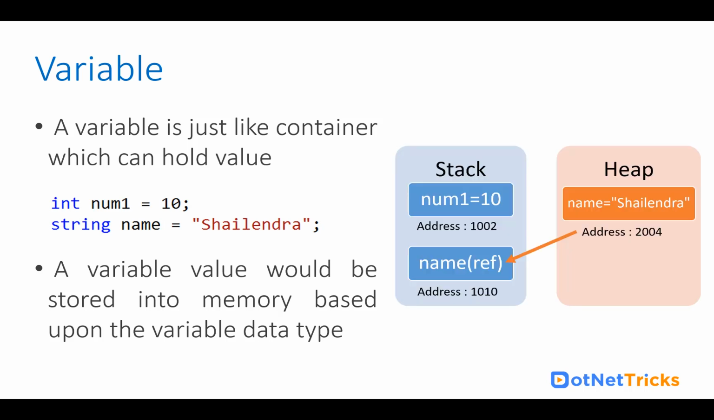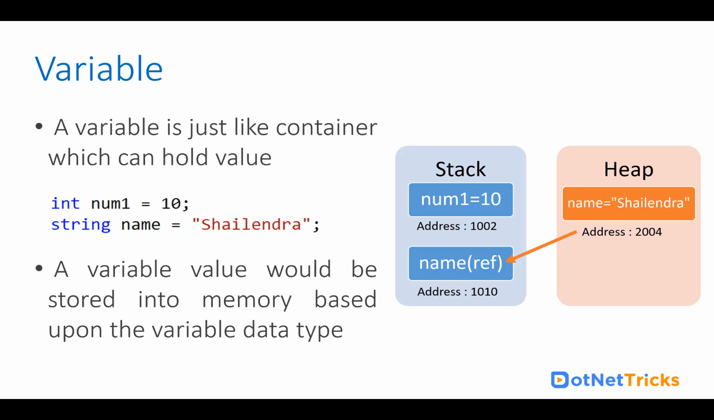So in our example, let's see what will be the memory representation for these two variables. Num1 is integer type, so it means it is a value type. So a value type is always stored in the stack. You can see here num1 is integer type, and integer type is a value type, and a value type is always stored in a stack. That's why here num1 will be part of the stack.